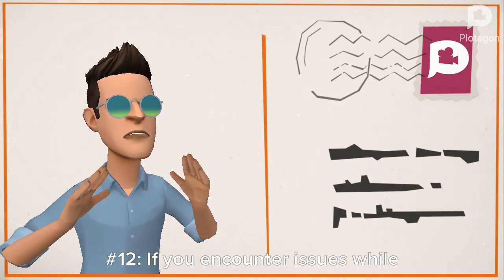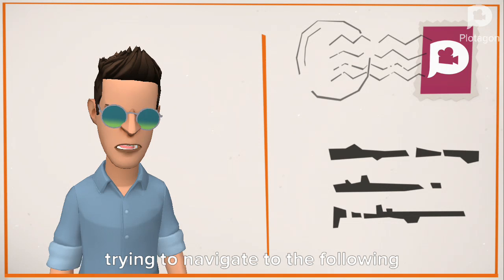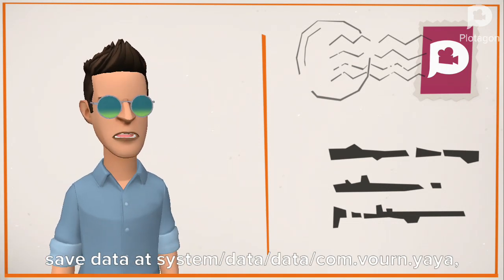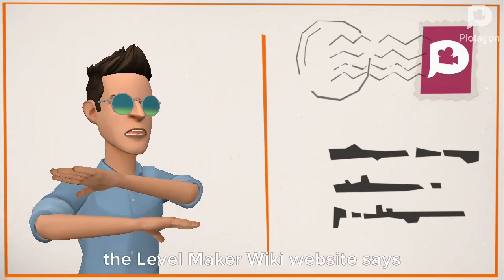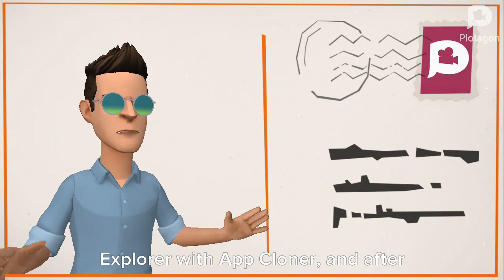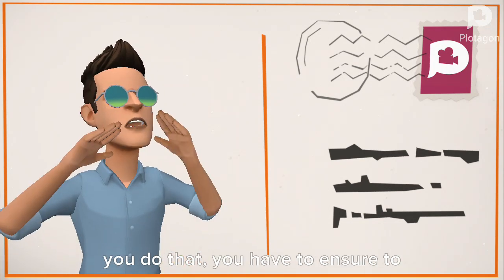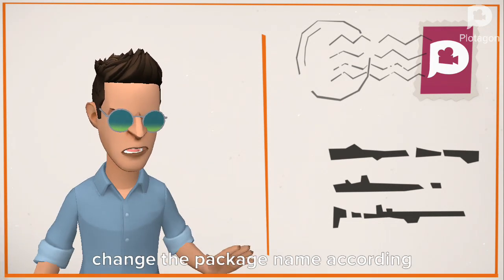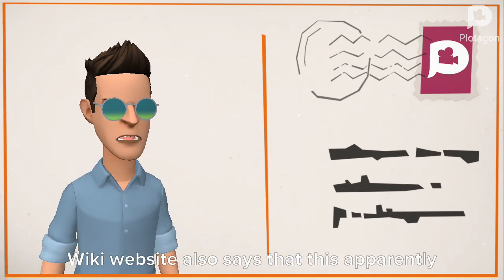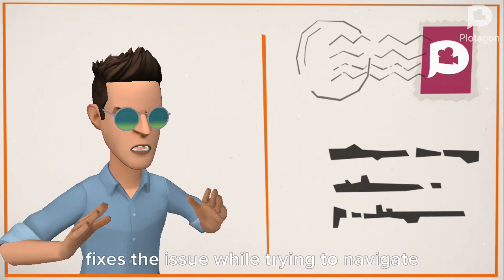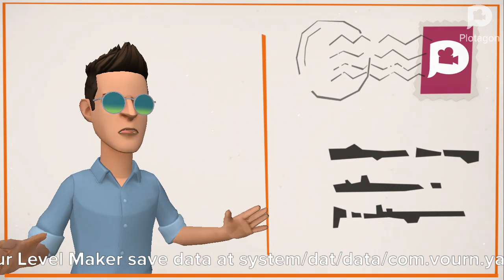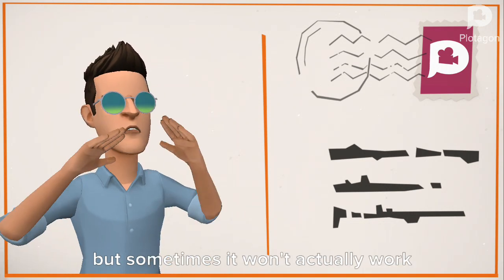Number 12. If you encounter issues while trying to navigate to the following directory to find your Level Maker save data at system/data/com.vorn.yeah, the Level Maker wiki website says you could try full cloning FX File Explorer with App Cloner. And after you do that, you have to ensure to change the package name according to this skill. And the Level Maker wiki website also says that this apparently fixes the issue while trying to navigate to the following directory to find your Level Maker save data at system/data/com.vorn.ia.